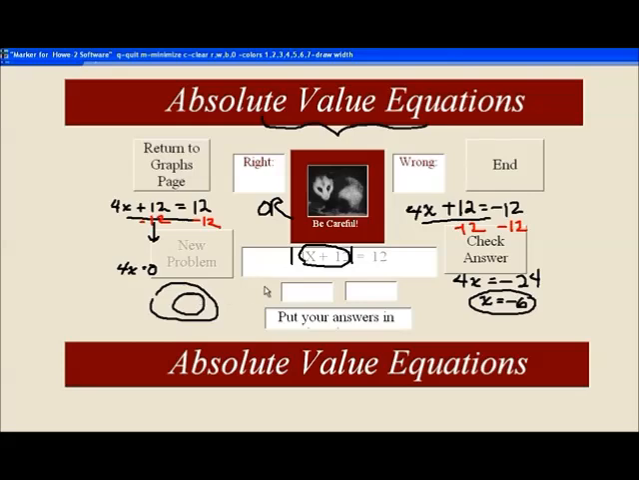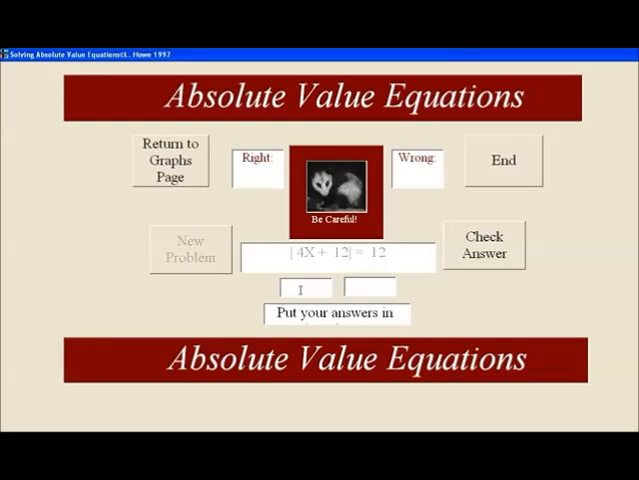I'm going to minimize the marker now, and we have to remember these answers, 0 and negative 6. So I'm going to put the answers in, 0 and negative 6, and we check, and we win. So look, because there was this 12 in here, it is not going to be the same number with the opposite sign. Let's work one other problem.